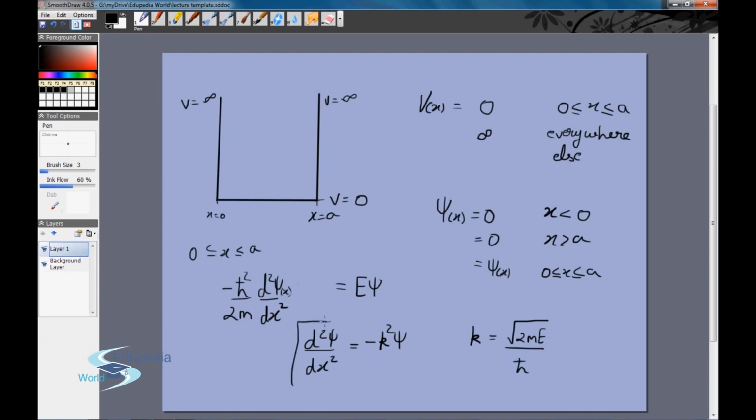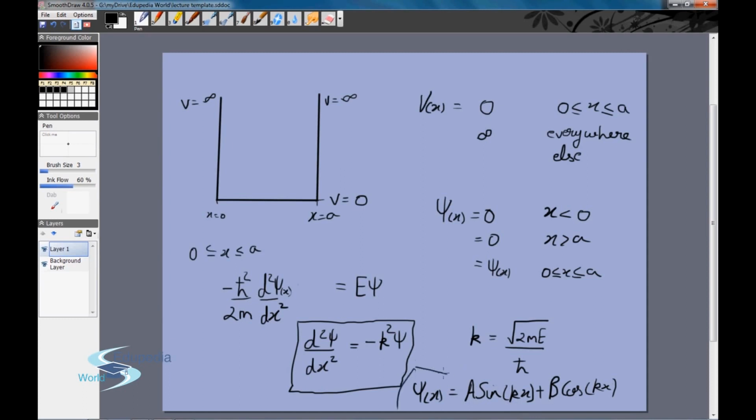The reason we've written it in this form is because we generally know the solution to an equation like this, and it is psi of x equal to A sin kx plus B cos kx. So anytime you have the second derivative equal to minus k squared times psi, where k is a positive quantity, psi of x will be A sin kx plus B cos kx. When you differentiate it, you get A k cos kx minus B k sin kx. You differentiate it again, you get minus k squared times A sin kx plus B cos kx.